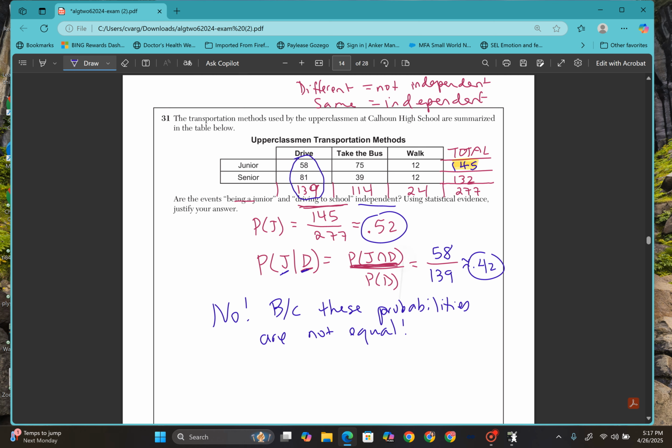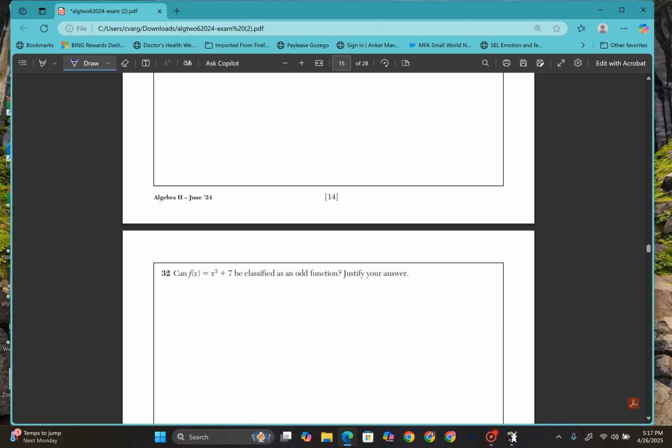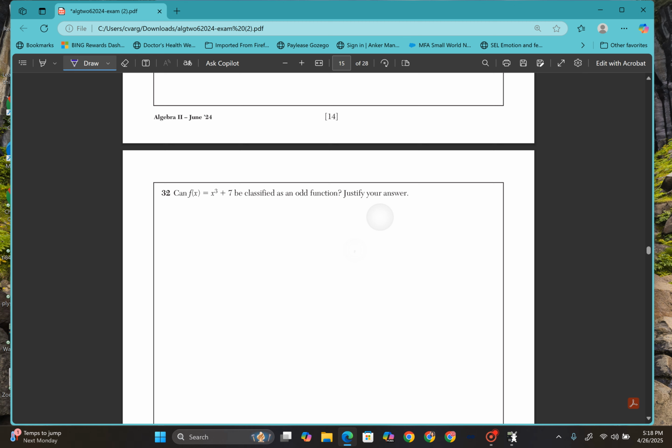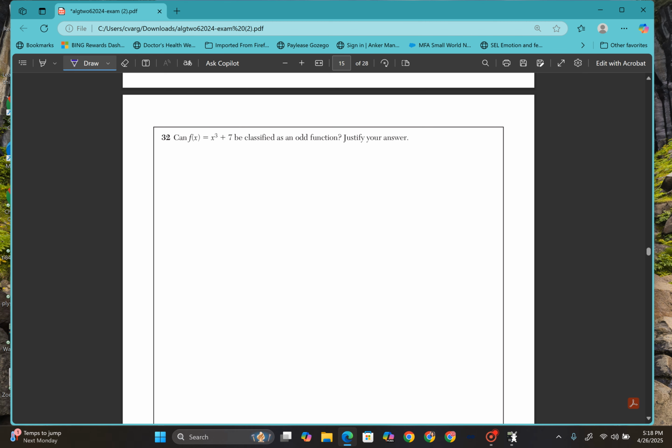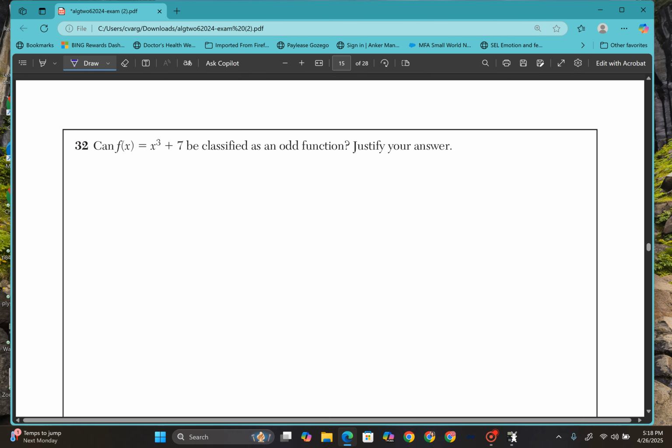All right. Next question, 32. Can f of x equals x to the third plus 7 be classified as an odd function? This is a throwback, right? Even functions are symmetrical with respect to the y-axis, which means that if I fold it along the axis, they are going to be the same. Odd functions are if I take my paper and turn it around 180 degrees, they're going to look the same. It has to go through the origin.